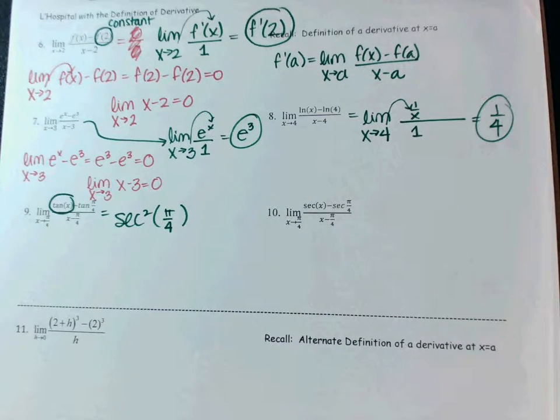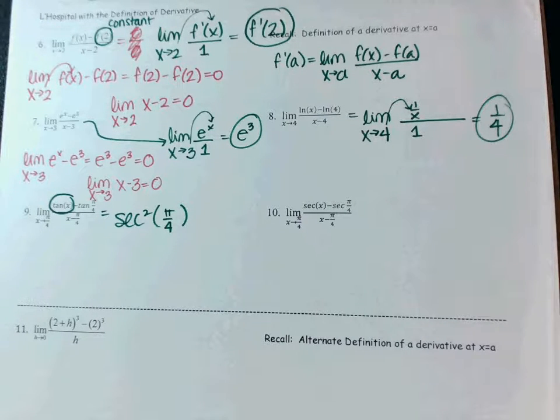Okay, look at this one. What's the function that I would have circled? ln x. What's the derivative of ln x? 1 over x. Then I would have plugged in 4. Okay, look at this one. My function was e to the x. Derivative is e to the x. Then I plugged in 3. So L'Hopital's rule is where that definition comes from. But if you remember the definition, then you can just do it more easily.